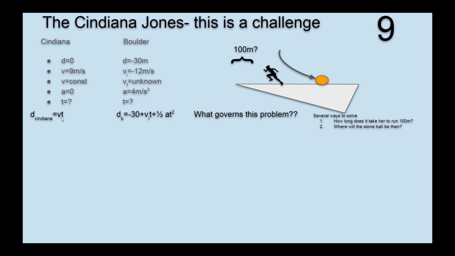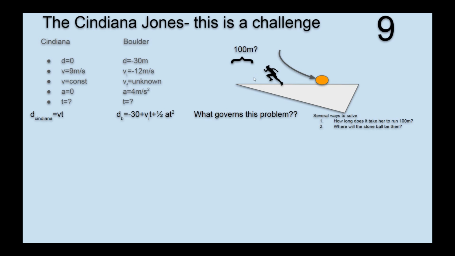So we have two basic equations. The distance Cindiana is running is easy. It's just her speed times time. But for the boulder, I've created a ridiculously more complicated equation of motion. The boulder starts 30 meters behind Cindiana. That's the minus 30 meters. The boulder is launched at 12 meters a second up the ramp, but it's going to start accelerating backwards down the ramp due to gravity. And so the boulder's going to go whoop and turn back and chase her.